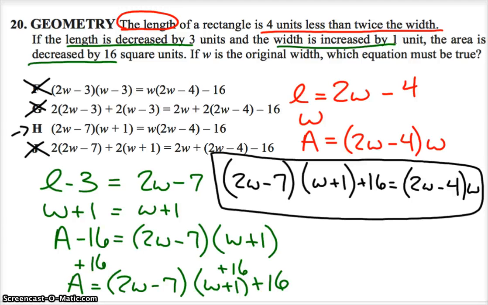But how can we get H out of this right here? The answer is we take our 16 and subtract it, and by moving it across, it cancels out here. We now get it at the end of our equation. And then the W can obviously be switched around with the 2W minus 4. And so H is our answer.